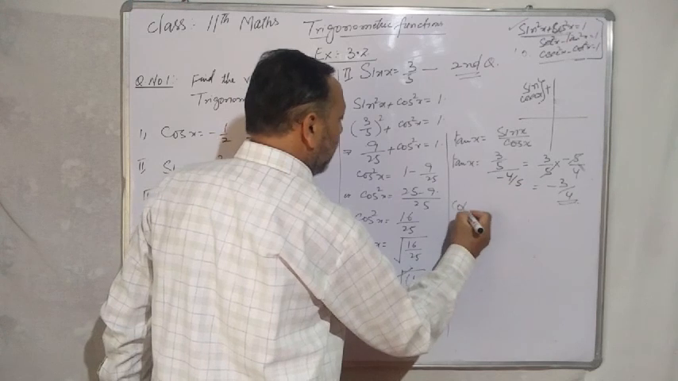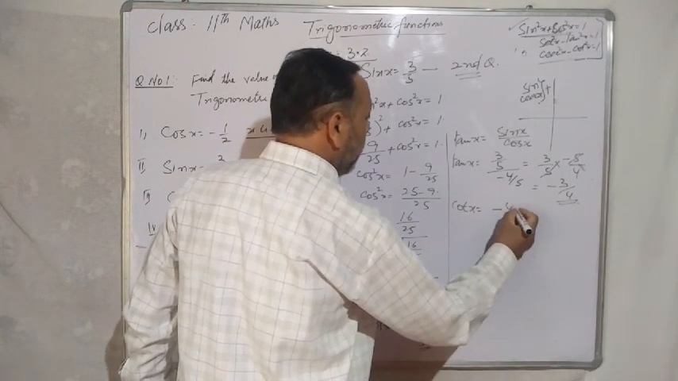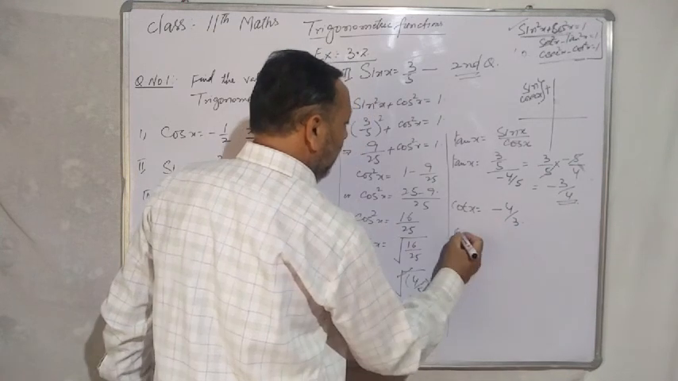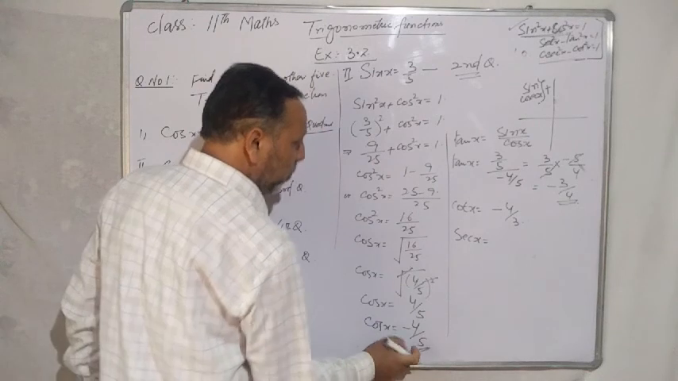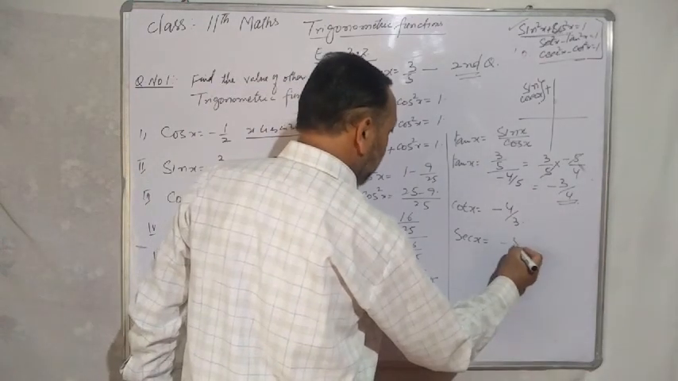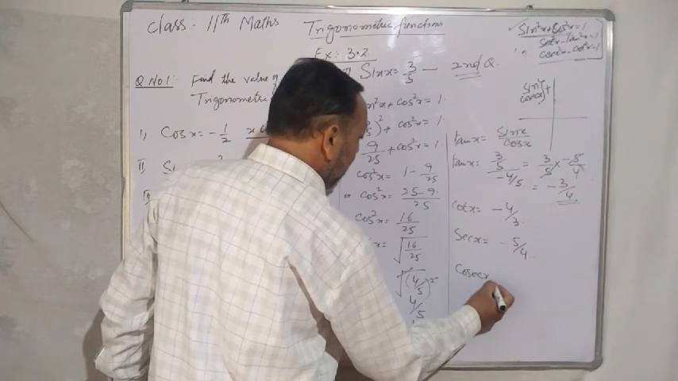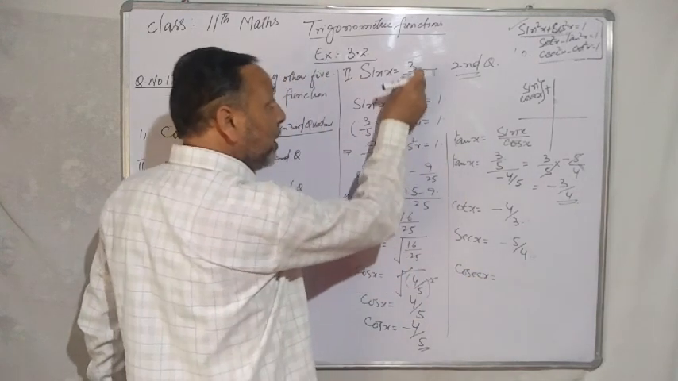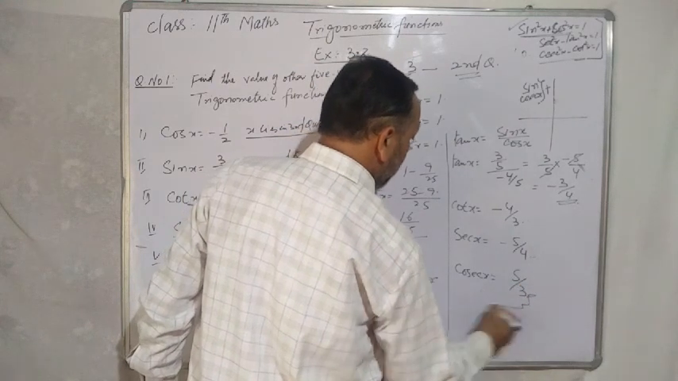Now cot x. Cot is the inverse of tan, so it is minus 4 by 3. Sec x is the inverse of cos. Cos is minus 4 by 5, so sec will be minus 5 by 4. And cosec x is the inverse of sine. Sine is 3 by 5, then cosec will be 5 by 3.